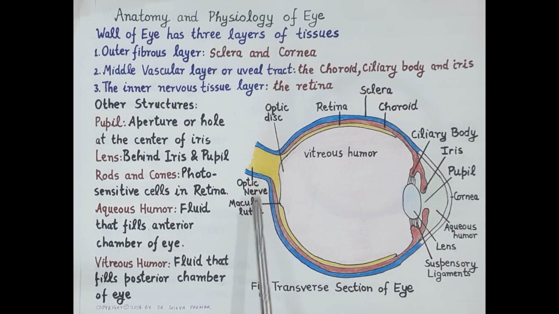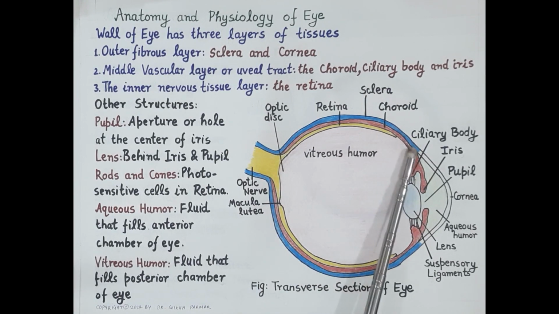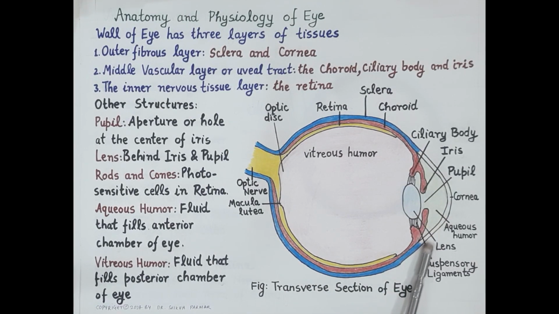So, this is the structure of the eye, where the wall of the eyeball is made up of 3 layers of tissue. This blue colored sclera and the cornea, sclera and cornea, they form the outermost layer. Then the middle layer is the choroid. Choroid is attached to the ciliary body and the iris. So, this red color is the middle layer, and the innermost is the retina, which is made up of nerve cells and photosensitive cells, namely the rods and the cones.